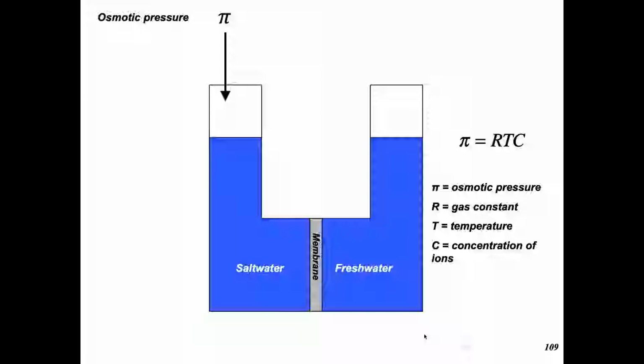And when that pressure is equal to the so-called osmotic pressure, the net rate of transport of water across this membrane is equal to zero, because as we've seen, the presence of a hydrostatic pressure gradient across the membrane can also set up a flow of water from the saltwater side to the freshwater side. And when that hydrostatic pressure is equal to the so-called osmotic pressure, which is a measure of the activity of water in the saltwater side, then the net flow across the membrane is zero.